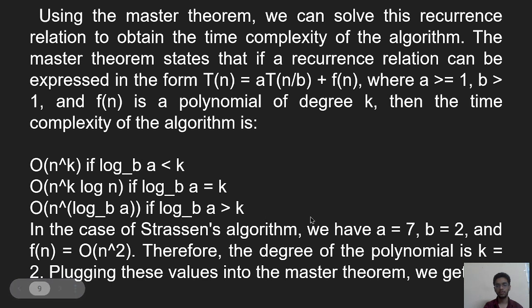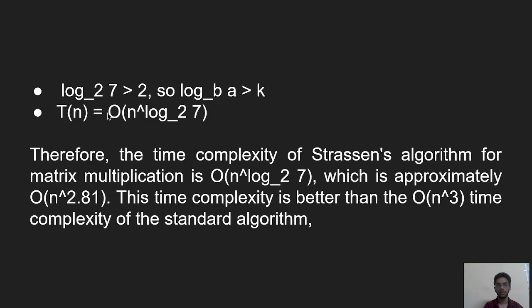So from our extraction we find that a is 7, b is 2, and the function is n square. So we will calculate log base b of a, which comes out to be log base 2 of 7, and k is basically 2, so log base b of a is greater than k, so we will put it in the master theorem and get the value which is greater than k.